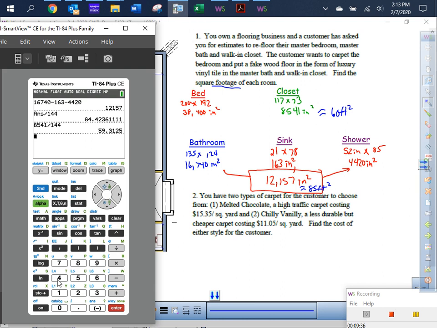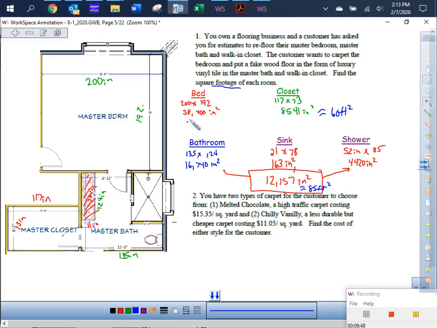And my bedroom is 38,400 divided by the 144, because we had it in square inches. We're going to call it about 267 square feet. So, cool. Got them all in square feet.